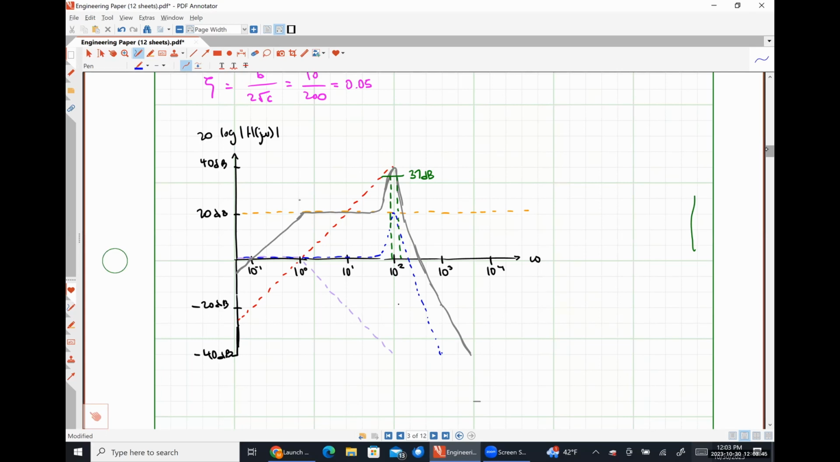The difference between the red and the purple. So the red line is for a 0 at the origin. We can see that it's a 0 because it's increasing with a slope of 20 decibels per decade. Right. And it was at the origin because it passes through 10 to the 0 and keeps on going.